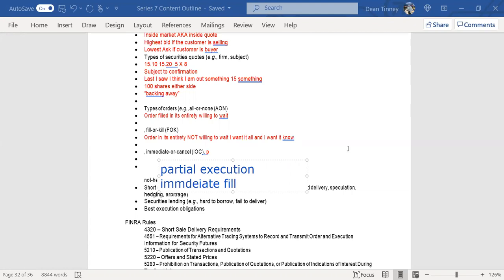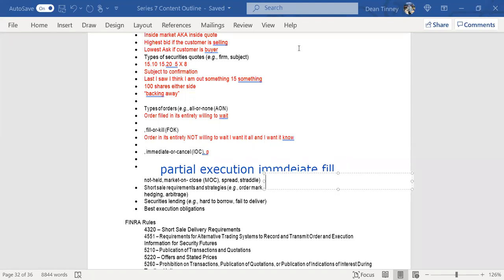Just let me give you some examples. If I say buy 1,000 shares, all or none, I want 1,000 shares, but I'm willing to wait. If I say buy 1,000 shares, fill or kill, I want 1,000 shares, I want it now, and if not, cancel the whole thing. If I say 1,000 shares immediate or cancel, my broker says, Dean, you got 300 shares, we canceled the 700. So it's the difference in the timing.